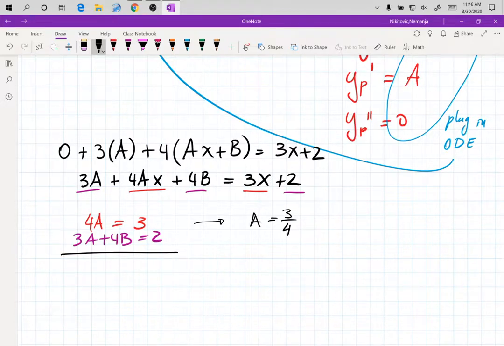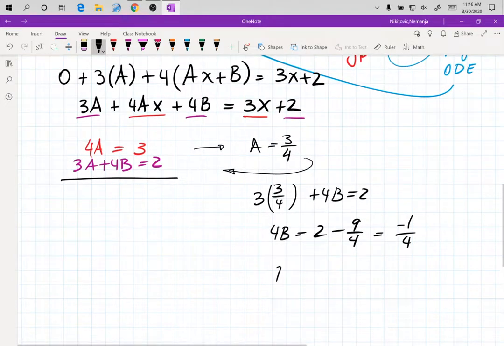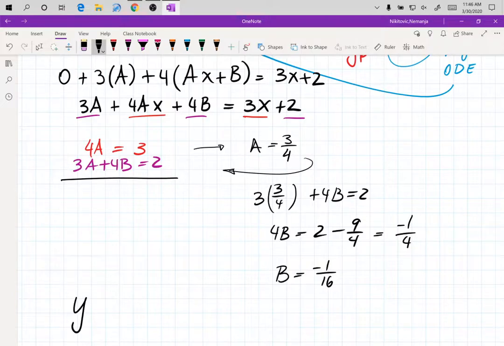And now we plug that into the second equation on the bottom. So we have 3 times 3 over 4 plus 4b equals 2. That's 4b equals 2 minus 9 over 4. That's negative a quarter, right? I hope. So b is negative 1 over 16. And there's our yp. So our yp is equal to 3/4 x minus 1 over 16.